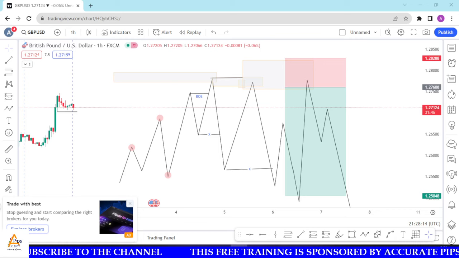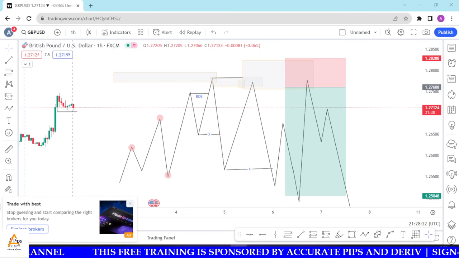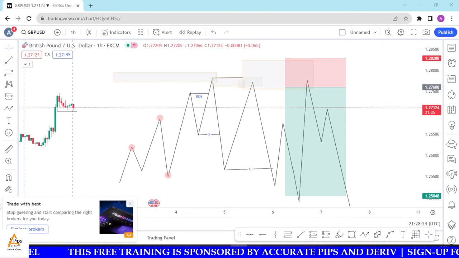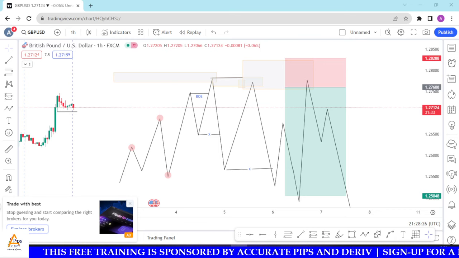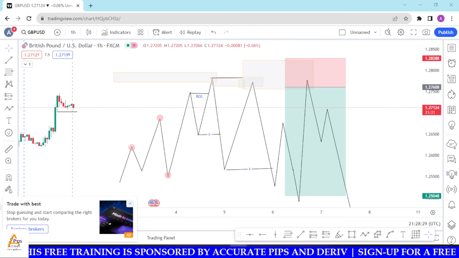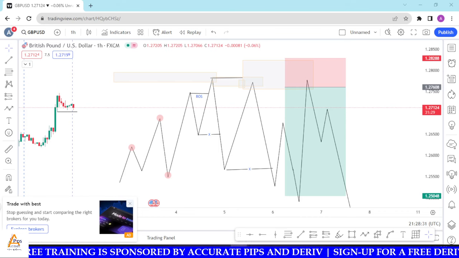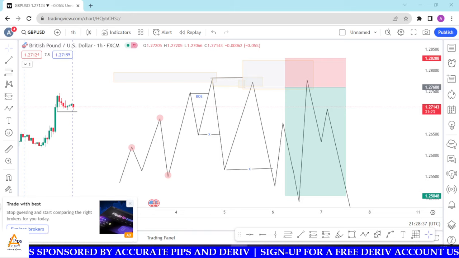You said this evening we are looking at types of models, the entry model. So which type is this one that we discussed? This is the CHoCH with inducement. CHoCH with inducement. Yeah. Thank you, sir. I said it at the beginning of the lesson.